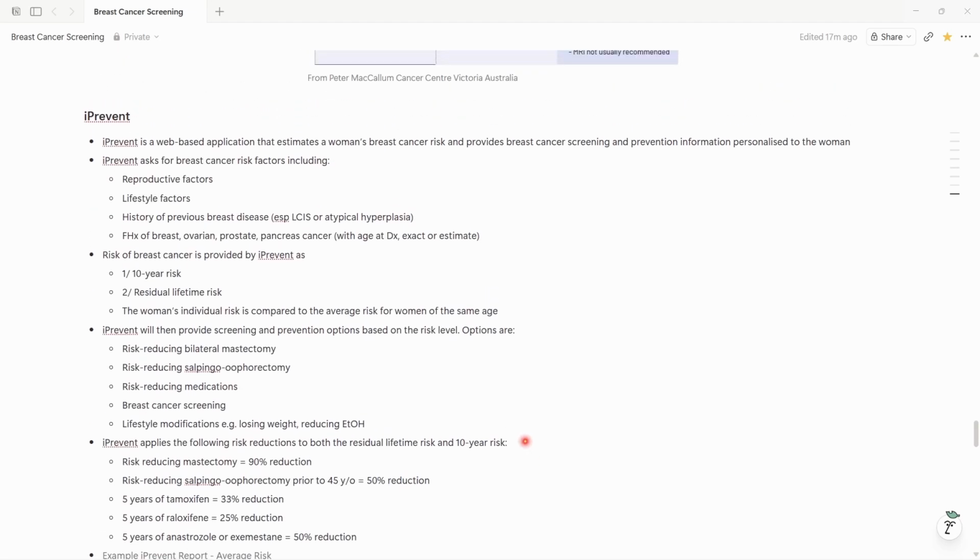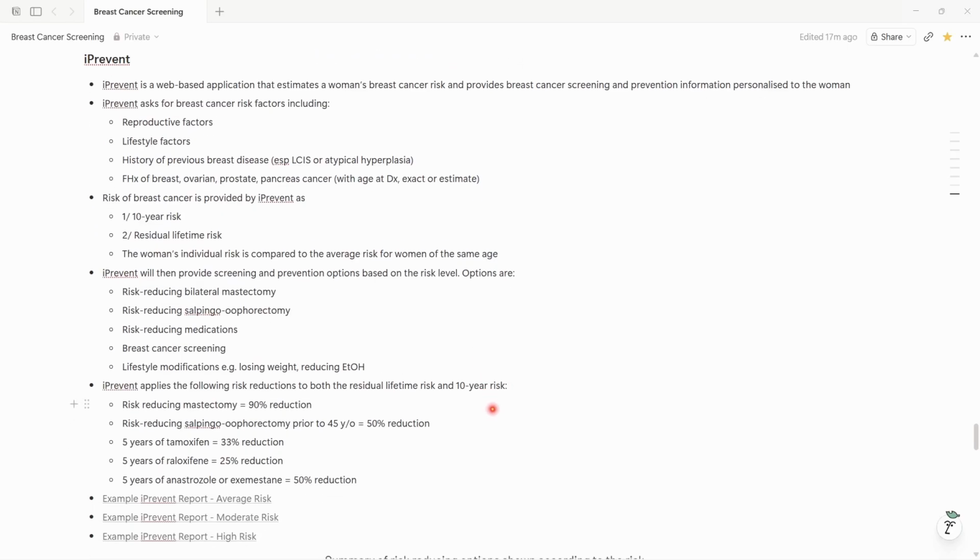So the next is iPrevent. iPrevent is a web-based application that estimates a woman's breast cancer risk and provides information about breast cancer screening and breast cancer prevention and risk reduction information that is personalized to that particular woman.